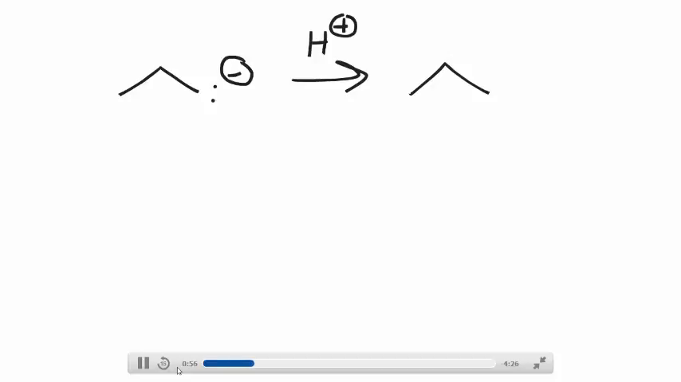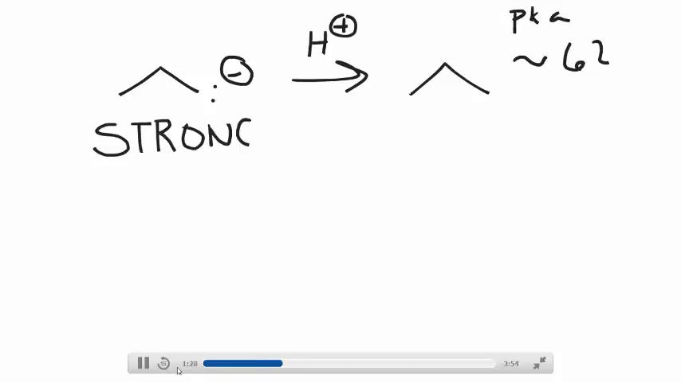And hopefully you remember from your pKa charts that your alkanes have pKa's in the mid-60s. I know for methane it's 60, for ethane it's 62, so this is roughly about 62 for its pKa. That is a weak acid. Therefore, this is a strong base. They don't get much better.